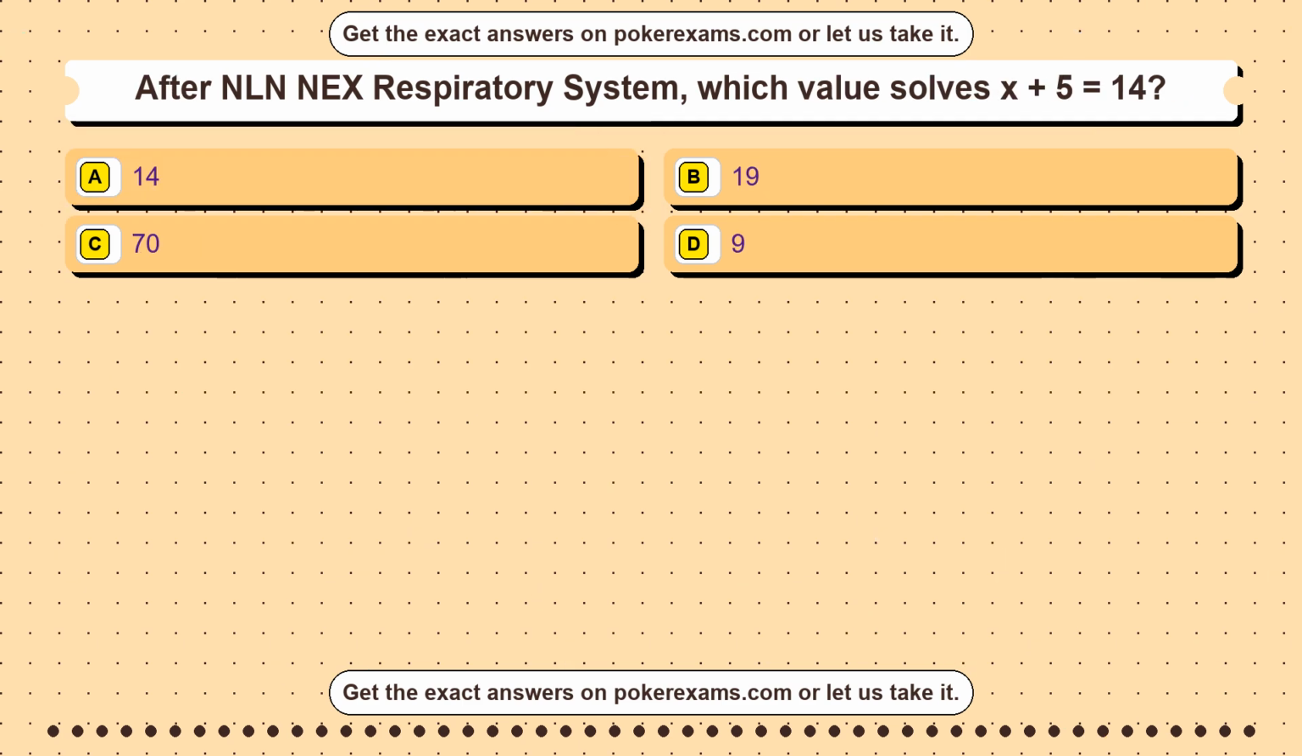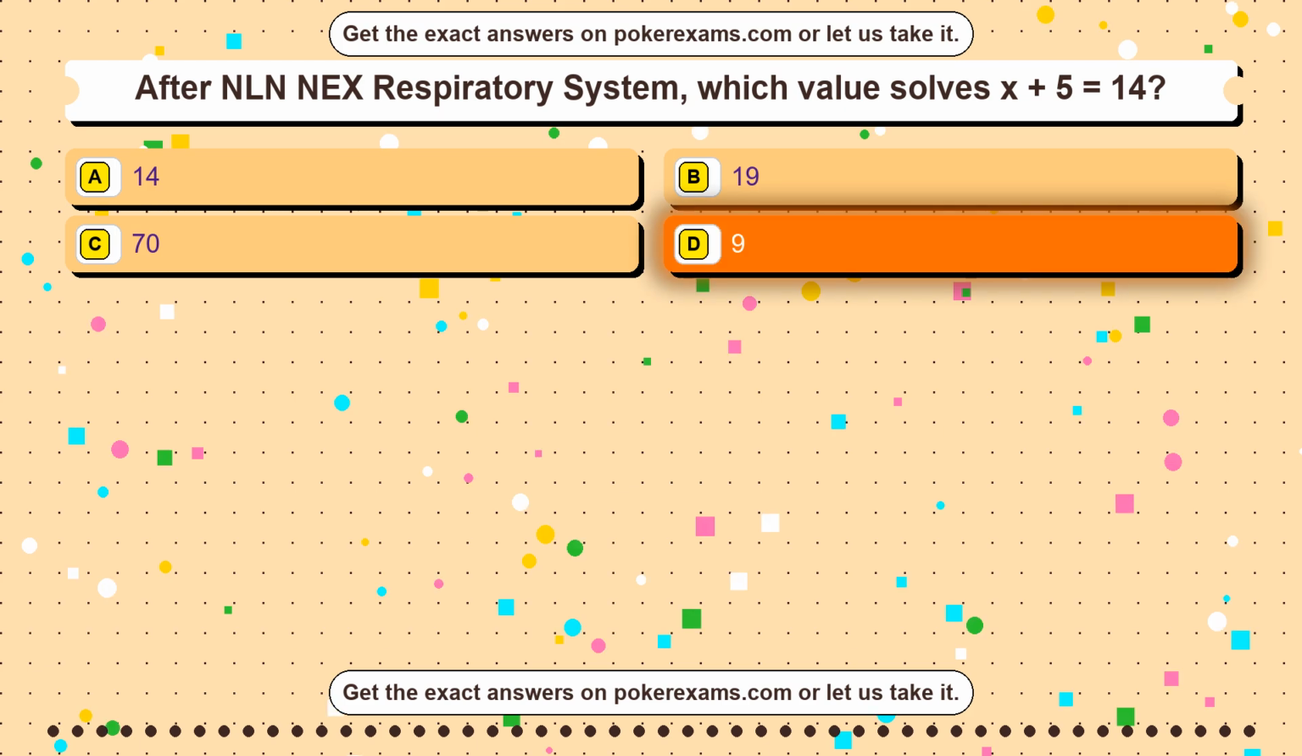Question 26. After GED reading comprehension practice, which amendment protects freedom of speech? Option A, Second Amendment. Option B, Fifth Amendment. Option C, 10th Amendment. Option D, First Amendment. The correct answer is option D.